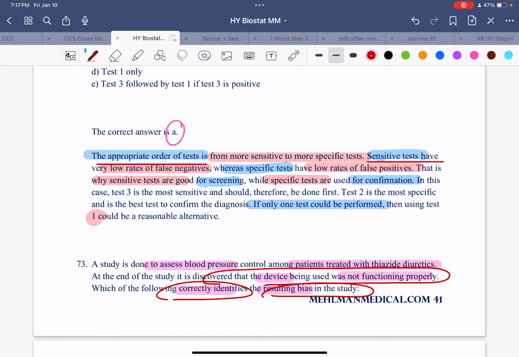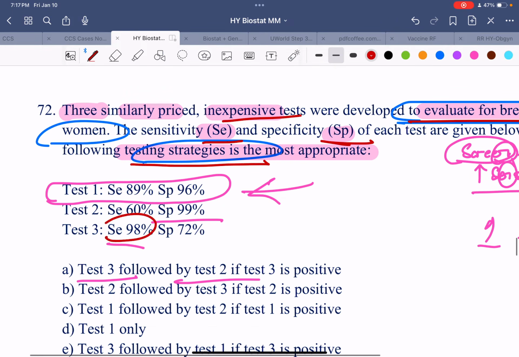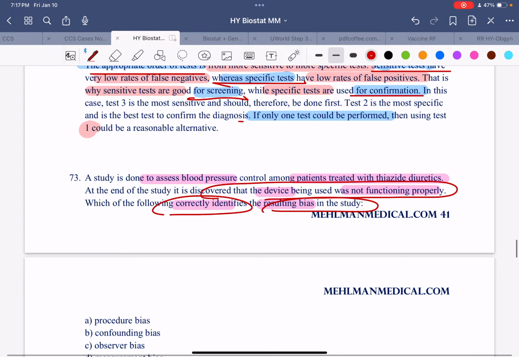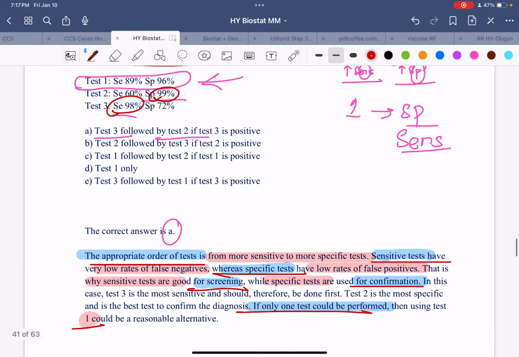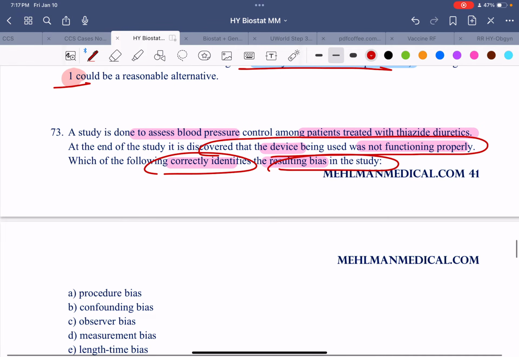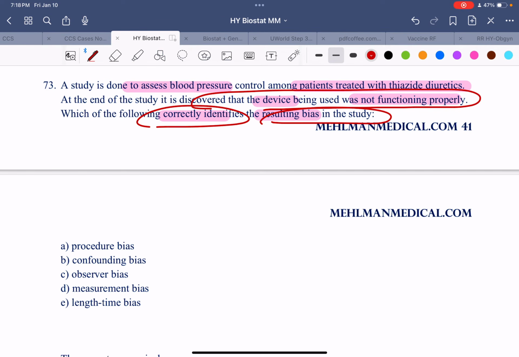Sensitive tests have, we already know, low false negative rates and are good for screening, whereas specific tests have low false positive rates, and therefore, like we know, the tests that are good for screening have high sensitivity, and the tests that are good for confirmation have high specificity. Therefore, we should go from a test with high sensitivity to a test with high specificity. And if they just ask for one test to be done, then we could use test 1 as a reasonable alternative, since the sensitivity and specificity both are good, instead of one being too high and one not being too high. Okay. Next on, we have question number 73.